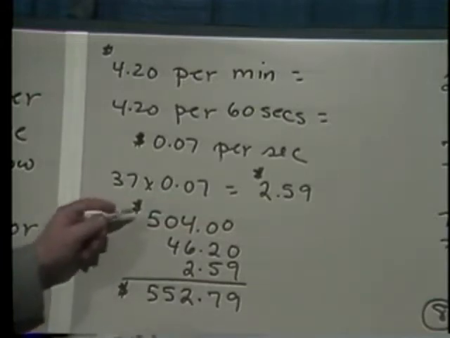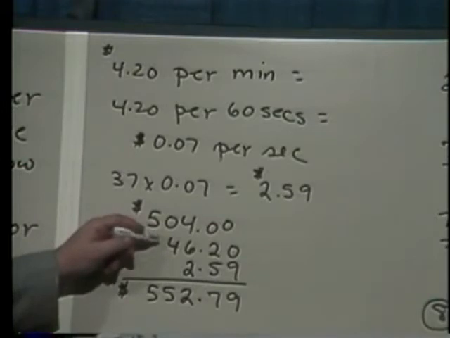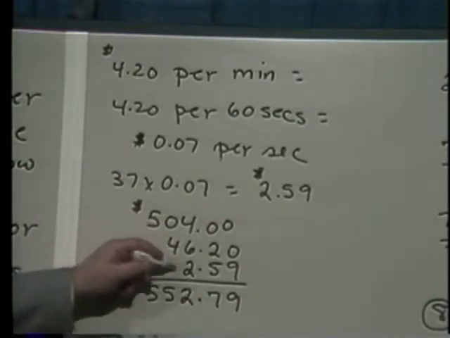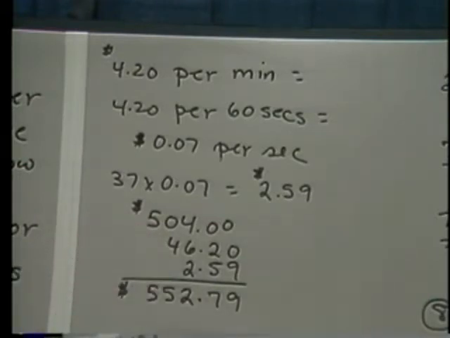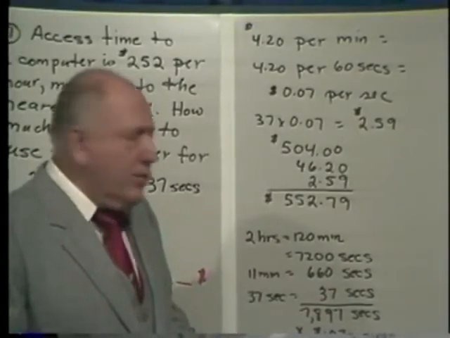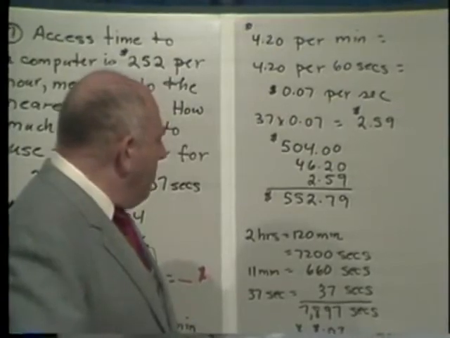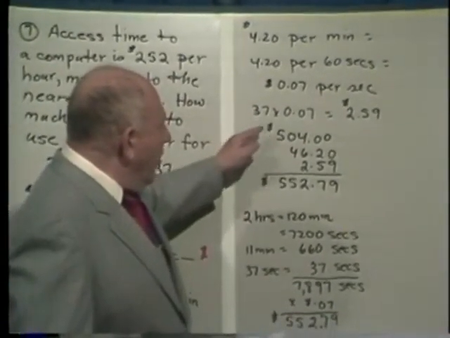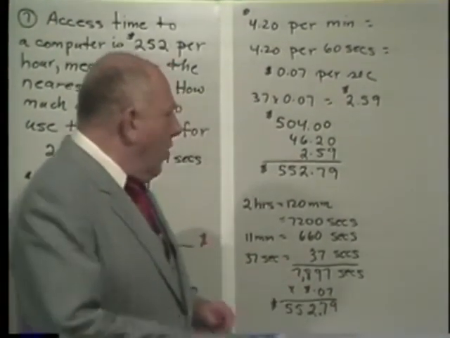So all I do is, this is the price for 2 hours, this is the price for 11 minutes, this is the price for 37 seconds. I add them up, and that should be the total cost, $552.79.